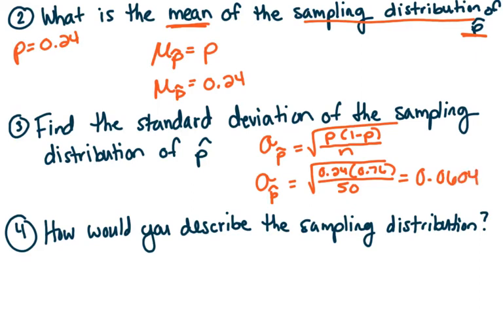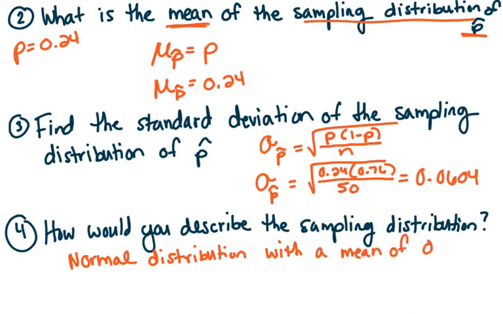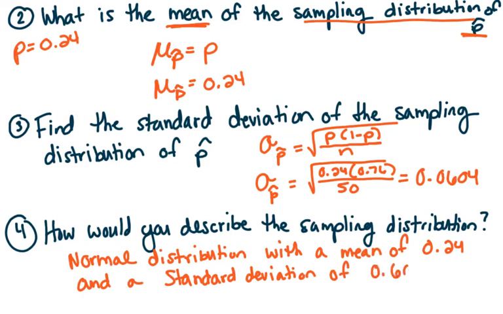Okay. All right, and then it says, how would you describe the sampling distribution? Well, we already said that we're going to assume that it's a normal distribution because it meets all the criteria, with a mean of 0.24 and a standard deviation of 0.604.